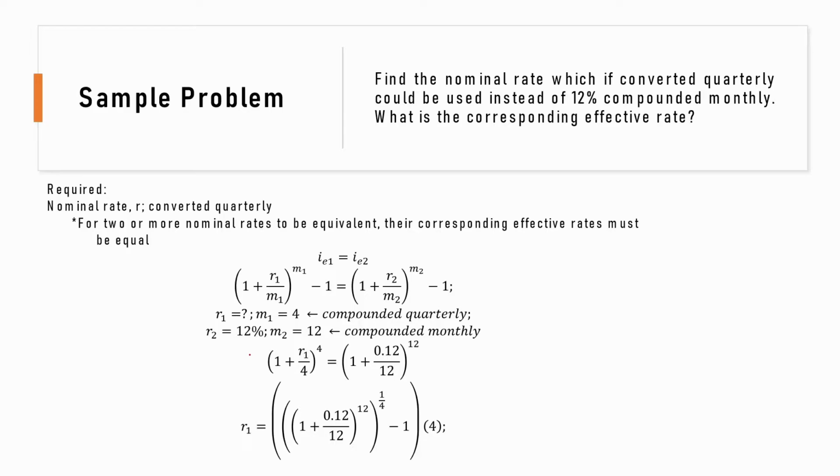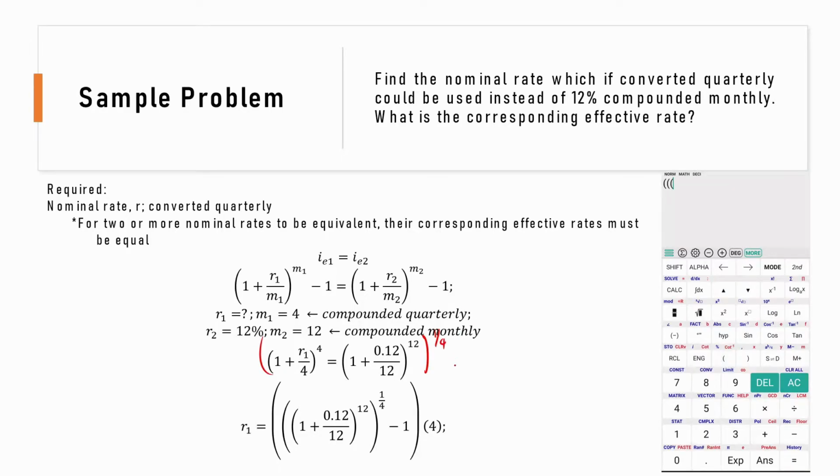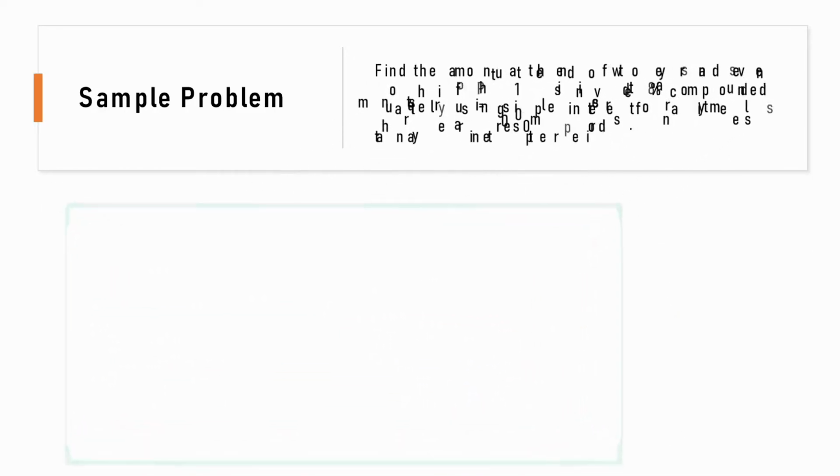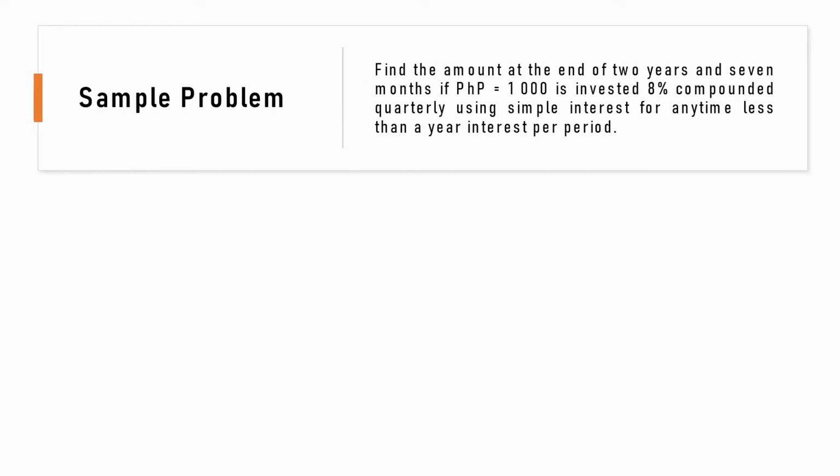And then subtract both sides by 1. Tapos multiply both sides by 4. So matitira na lang sa left side yung R sub 1. Tapos sa right side, ang magiging equation natin, R sub 1 is equal to [(1 + 0.12/12)^12]^(1/4) minus 1 and then multiply lahat sa 4. So therefore, R sub 1 is equal to 12.1204%.